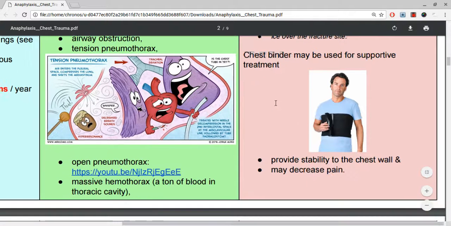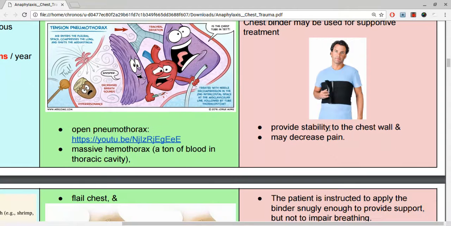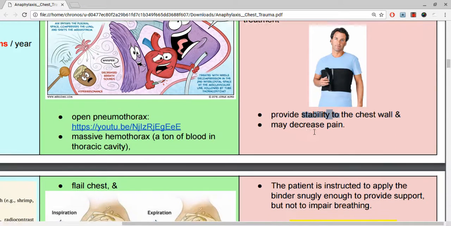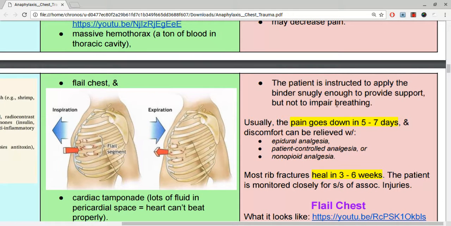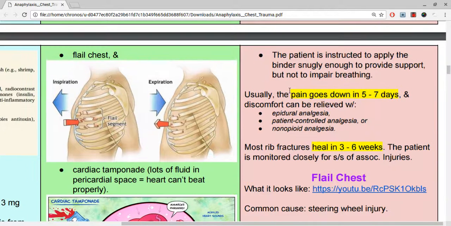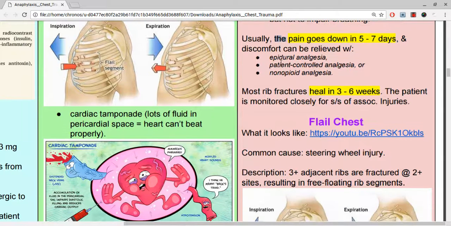Another thing that you can use is chest binding, because that supports the chest. And it provides stability to the chest wall, and it helps decrease pain. And you're going to instruct the patient to apply it snugly, but not so snug that they can't breathe. And usually, with regards to broken bones in the chest, the pain goes down in 5 to 7 days, and the discomfort can be relieved by drugs, basically.